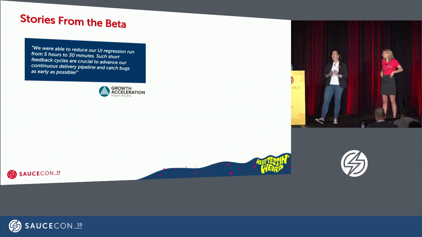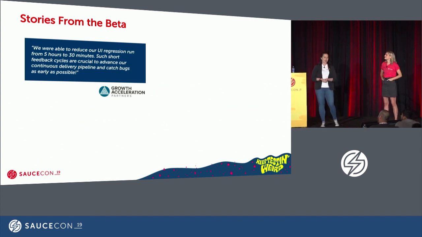Yes, woot woot. They were able to reduce their UI regression runs from 5 hours to 30 minutes running their early pipeline tests through Sauce Headless. And they're very much aware that these short feedback cycles are really critical to helping optimize their continuous delivery pipeline, and they're catching these bugs earlier than they were before they started using Sauce Headless.